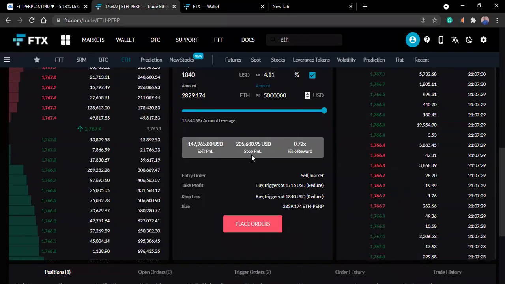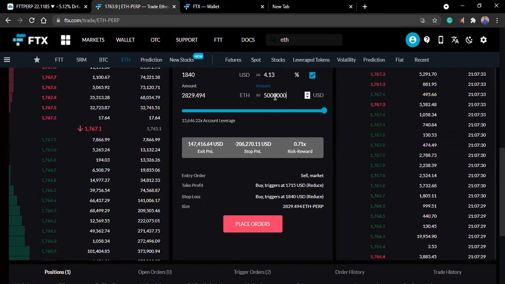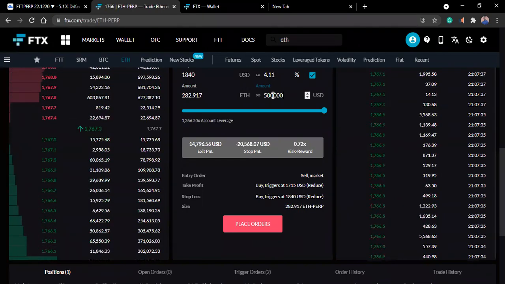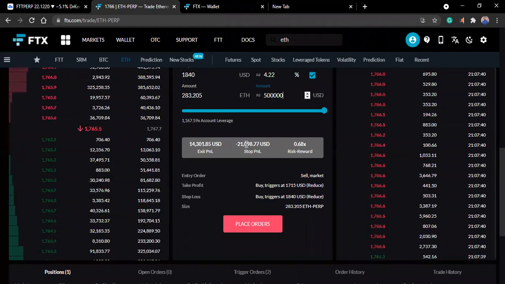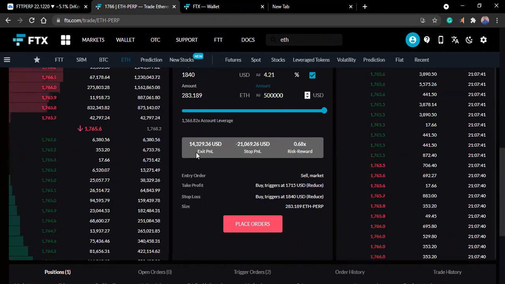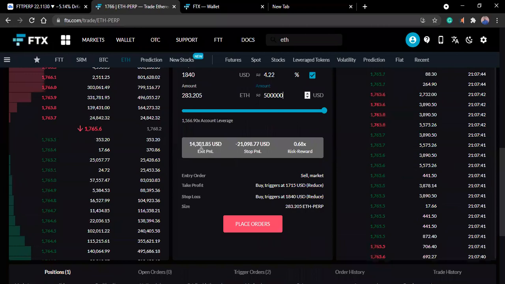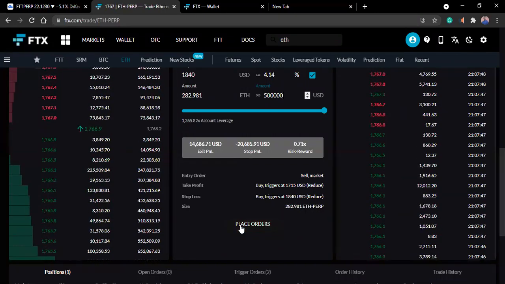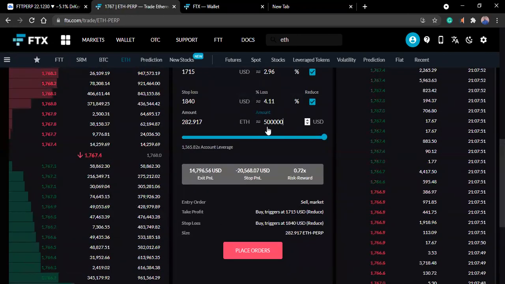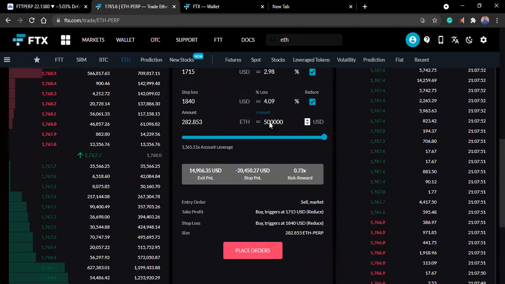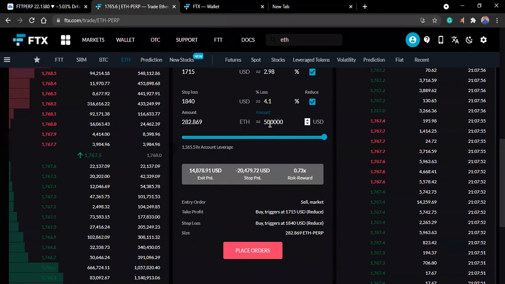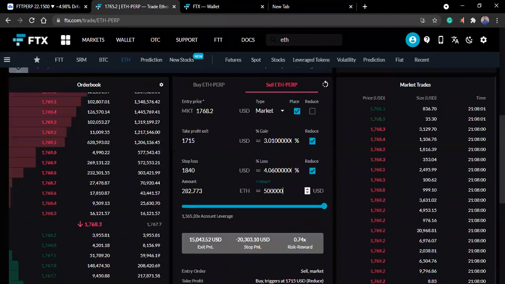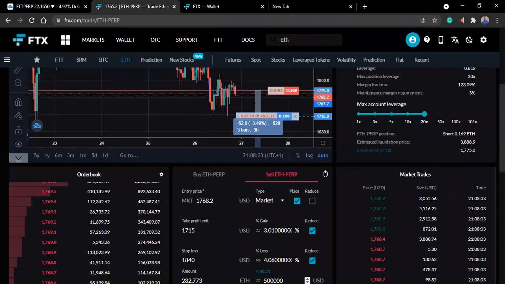It's telling me that if I open a position size of $500,000, no, this is 5 million, if I open a position size of $500,000 and this market goes against me, I lose $20,000. Then if it goes in my favor, I make a profit of $14,000. If I place this trade now, it won't go. Why? I don't have the capacity to trade up to $500,000 based on my account balance and my leverage. Do you understand?